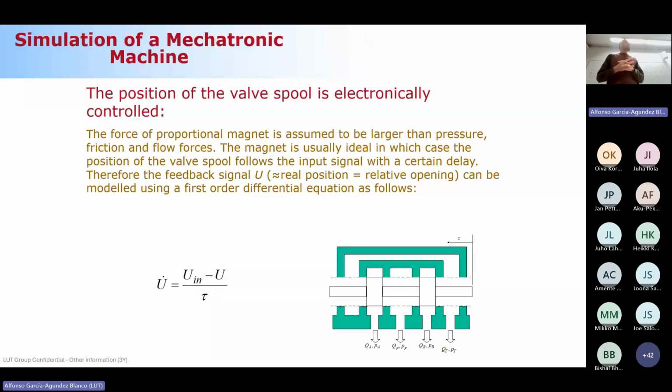We have been discussing the directional control valve, and we have mentioned several times the motion of a spool. Now we are going to focus on this spool. Basically, the reason for the motion of this spool is the force caused by a magnet. This force of the magnet is assumed to be larger than the pressure, the friction, and other flow forces. We are going to consider the magnet in the model as ideal. In this way, we will have a reference or input signal, and the real motion of this spool will be this reference signal with a delay.